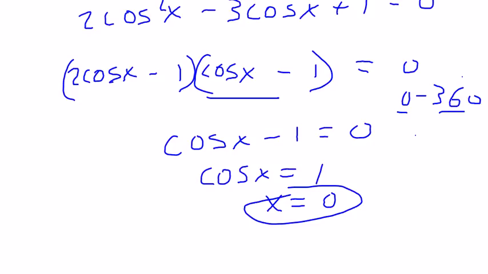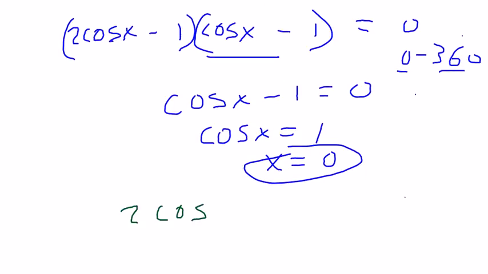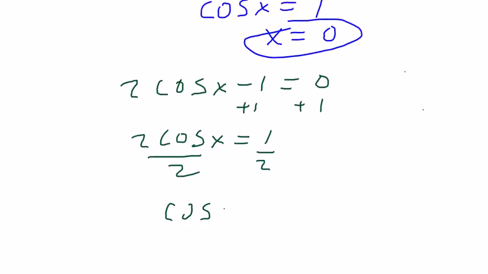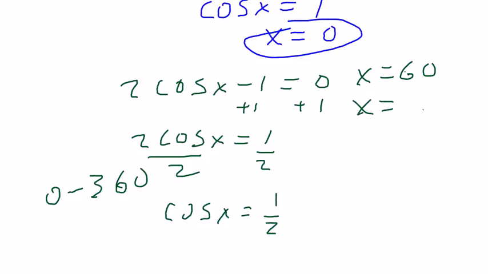Okay, the second part, 2 cosine of x minus 1 equals 0. When is this true? Well, when I add 1 to both sides, I get 2 cosine of x equals 1, and when I divide by 2, I get cosine of x equals 1/2. Looking at my sheet, between 0 and 360, this is going to happen at 60 degrees. And I'll put it up a little closer to my other answer. And it's going to happen at 300 degrees.